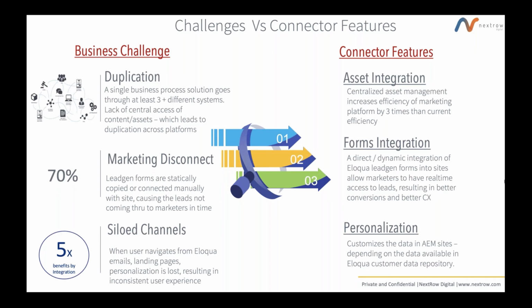So with our personalization part of the connector, it goes and talks to Eloqua, gets the profile information from Eloqua, and then delivers the personalized content onto the AEM site. So these are the three major features of the connector.